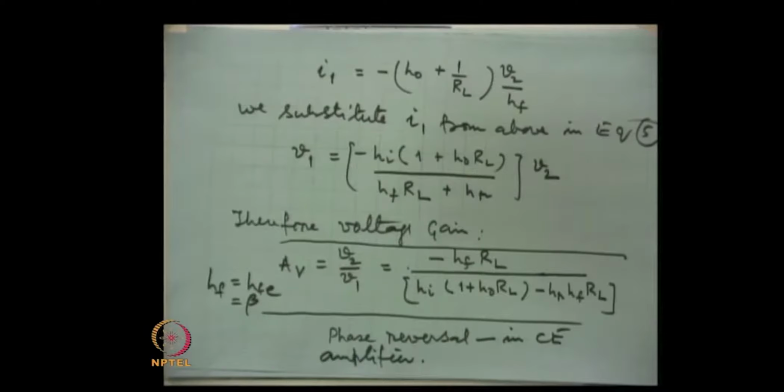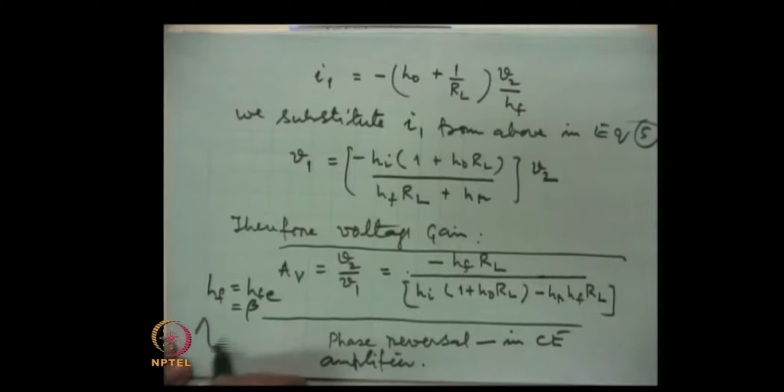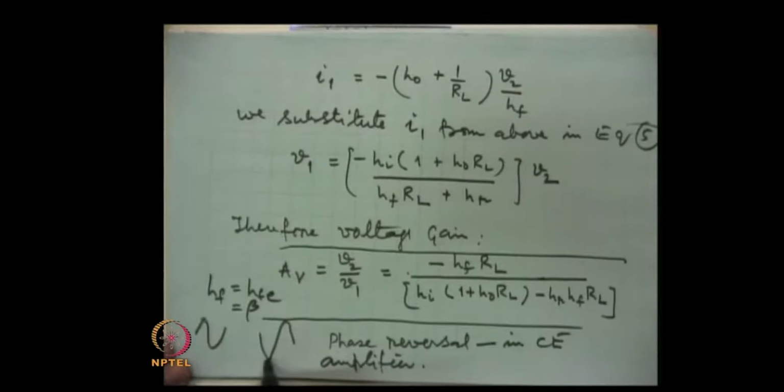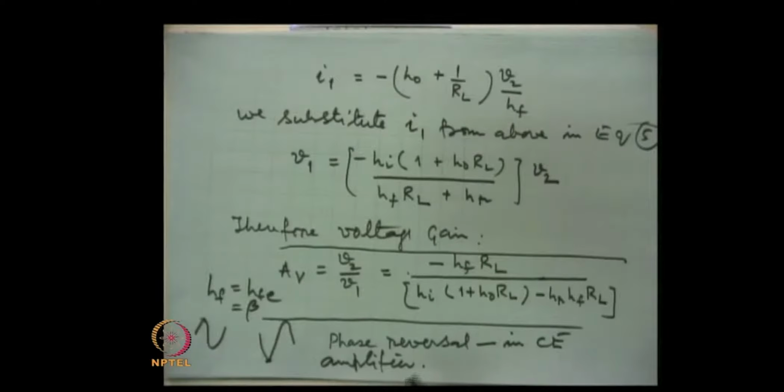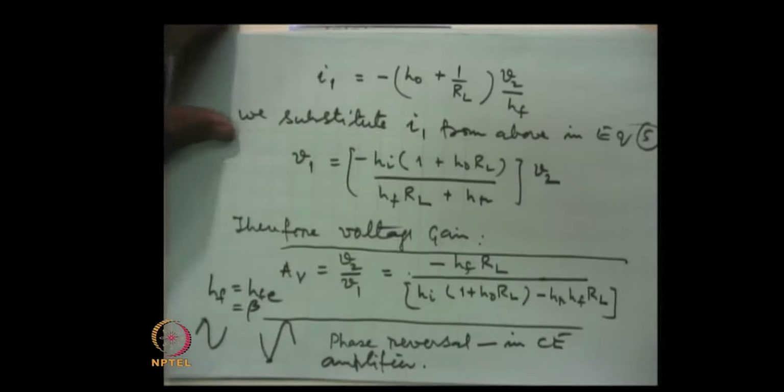By phase reversal, we mean that the output and input signal will have a phase difference of pi, meaning when input is maximum on the positive side, the output will have maximum negative. This is phase reversal, and in common emitter this happens, and it does not change anything because this is all continuous, but there is a phase reversal, and that will be indicated by this negative sign.